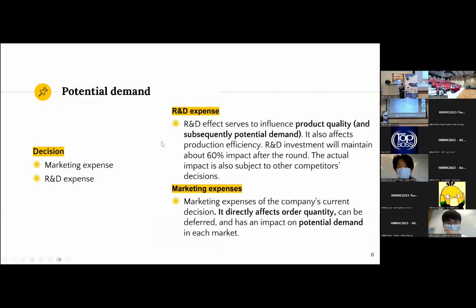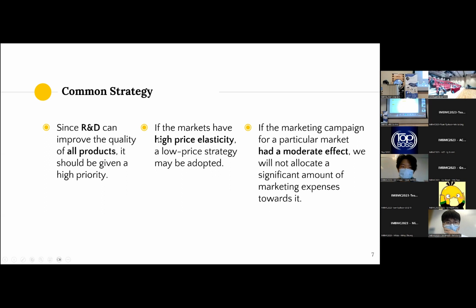Okay, then I want to talk about something about the potential demand. The potential demand is actually affected by two indicators. One of them is the R&D expense. Another is the marketing expenses. So I want to give some common strategy for the potential demand. Since R&D can improve the quality of all products, we could give it a high priority because it may affect all the markets.